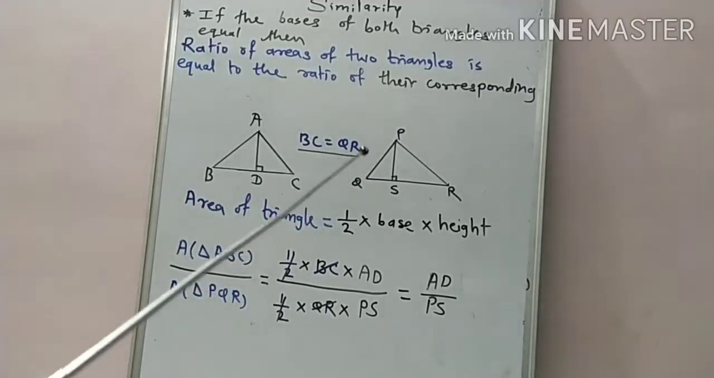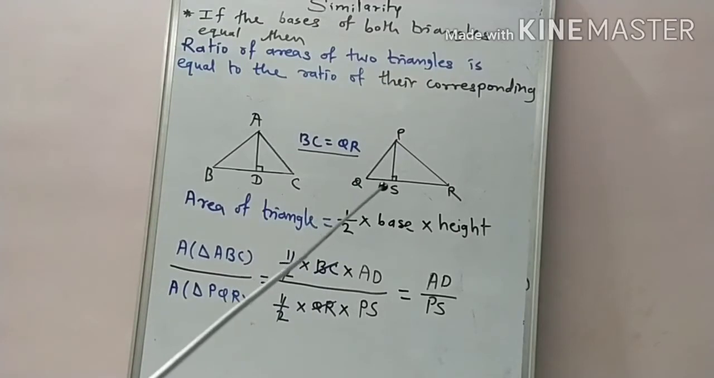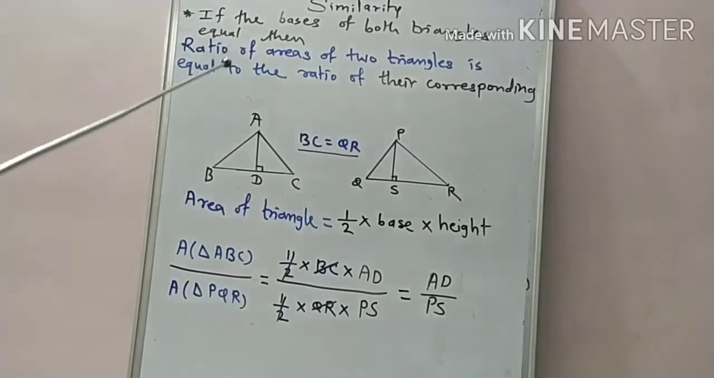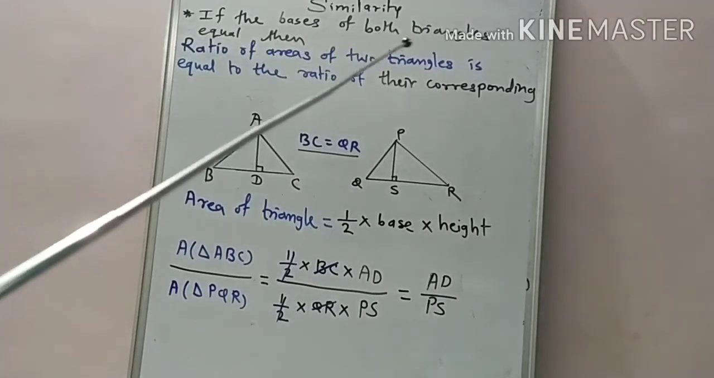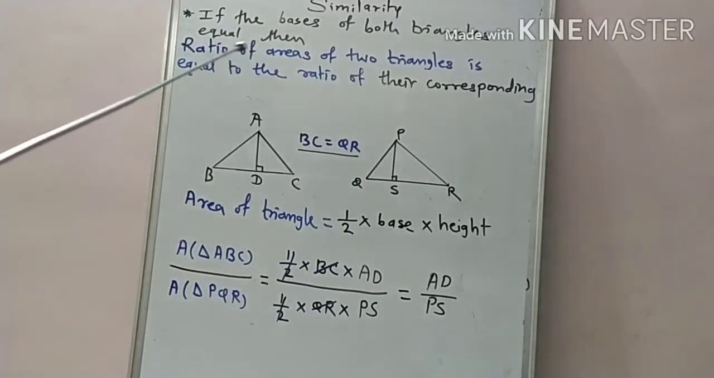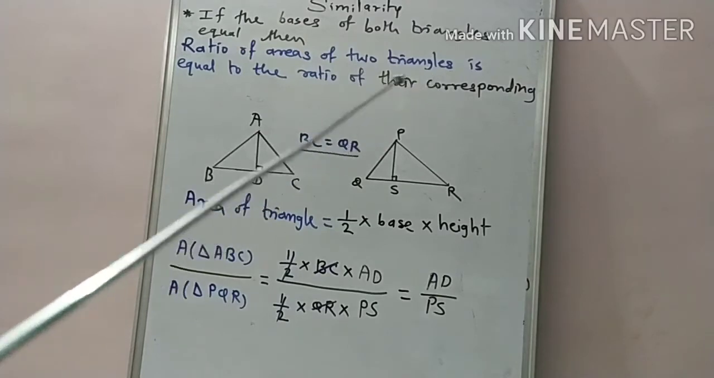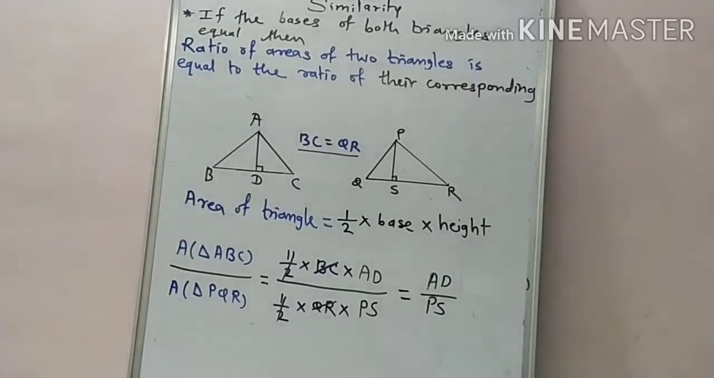Yes, the corresponding heights of those two triangles, and hence here we get the new third property: if the bases of both triangles are equal, then the ratio of areas of two triangles is equal to the ratio of their what? Exactly, corresponding heights. Okay students, so here we have three properties, and using these three properties we have one theorem, the basic proportionality theorem. That theorem depends on these three properties.